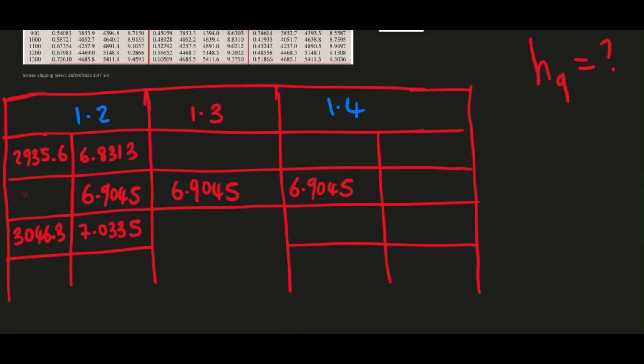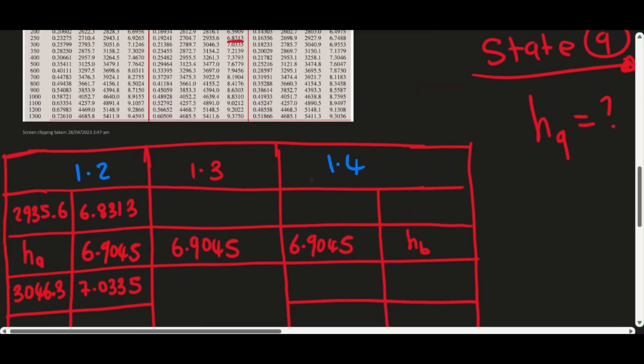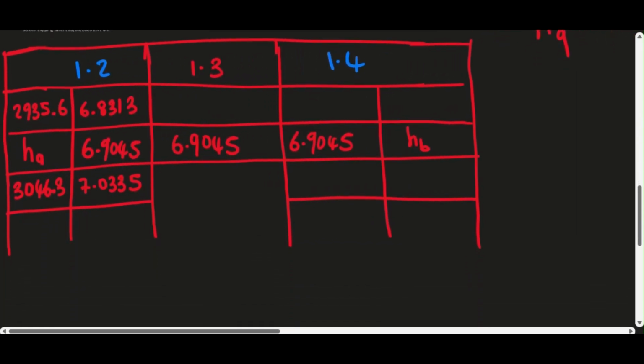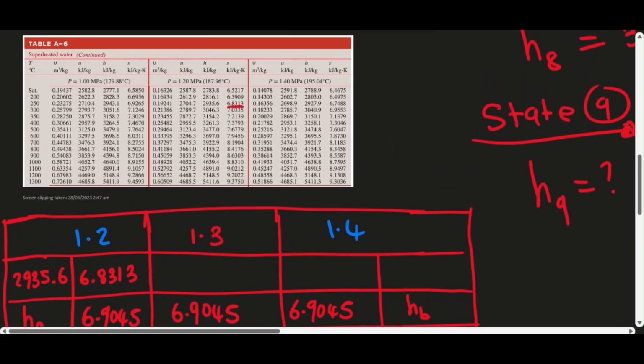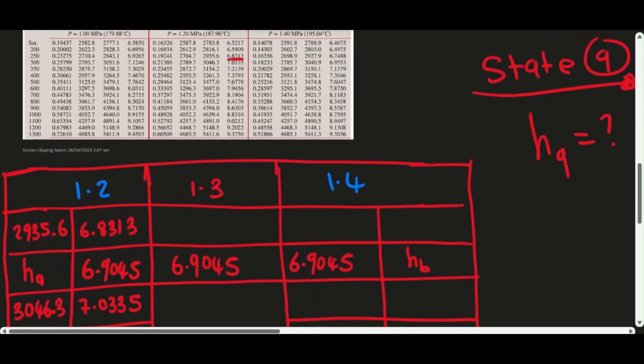I'll call it HA, and we'll call this one HB. So HA and HB we need to find. How do we get HB? Well, we need to find HB at that given entropy value. So we go at a pressure of 1.4, and we see where 6.9045 falls.